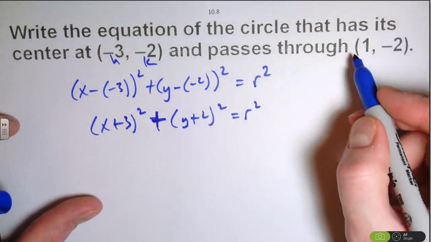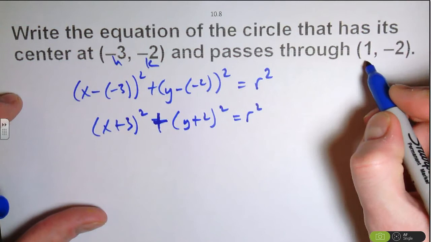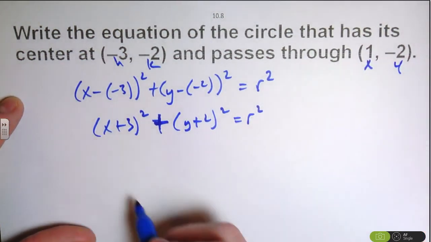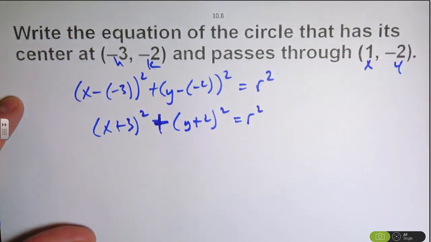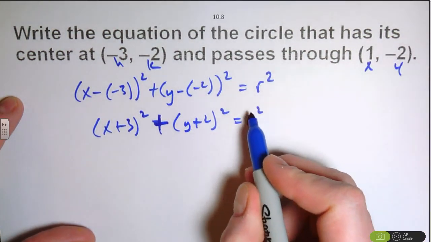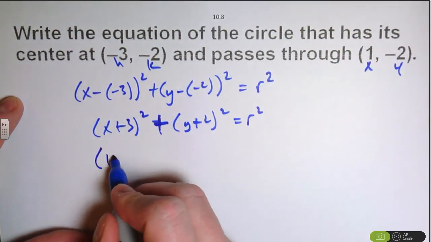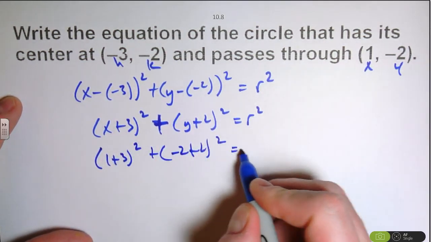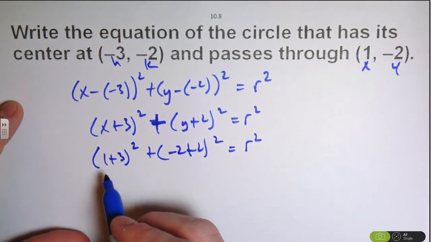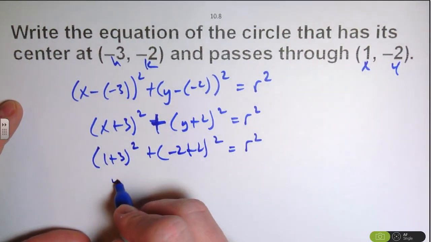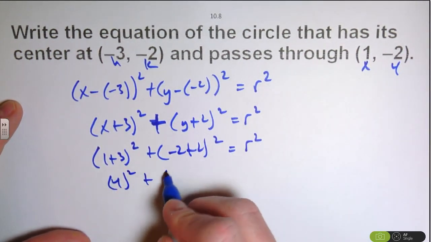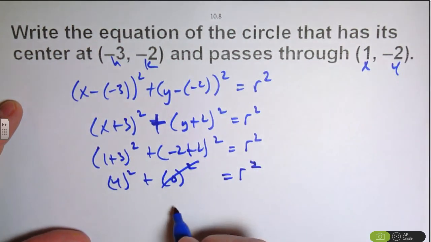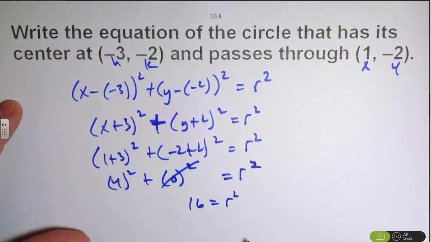They did give us a second point. In the second point, here's an x, here's a y. So let me plug 1 in for x and negative 2 in for y, and that'll allow me to solve for r over here. Now we get 1 plus 3 squared, which is 4 squared. Negative 2 plus 2 is 0 squared. That's great because that drops off. So I'll get 16 equals r squared.